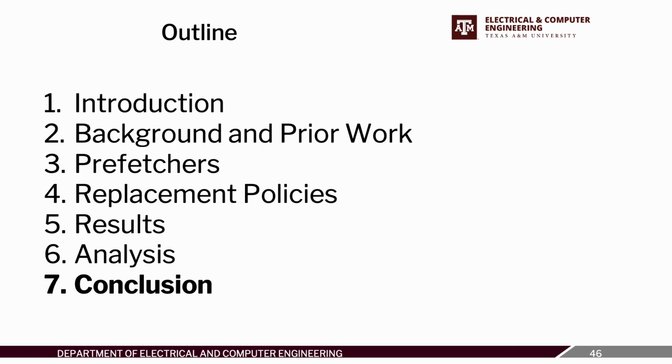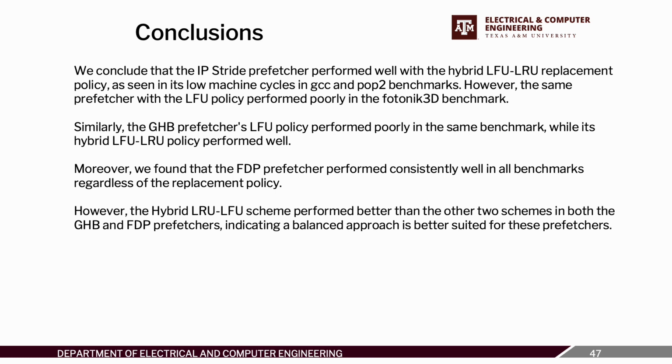Now coming to the conclusion part, in our study we evaluated different replacement policies for three prefetching techniques, IP stride, GHB and FDP, across various benchmarks. Our findings suggest that the hybrid LFU LRU policy works well for IP stride in terms of low machine cycles in GCC and POP2 benchmarks. However, the same prefetcher with LFU policy performed poorly in the Photonic 3D benchmark. Similarly, the GHB prefetcher's LFU policy also performed poorly in the same benchmark, while its hybrid LFU LRU policy performed well. We observed that the FDP prefetcher performed consistently well across all benchmarks regardless of the replacement policy.